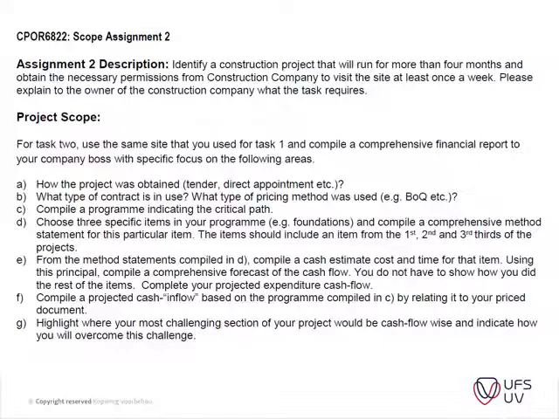So in assignment 2, identify a construction project that will run for more than 4 months and obtain the necessary permissions from the construction company to visit the site at least once a week. Please explain to the owner of the construction company what the task requires.